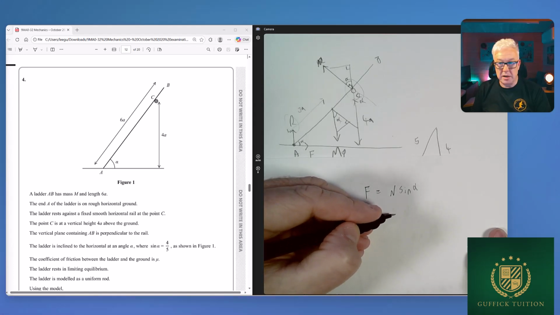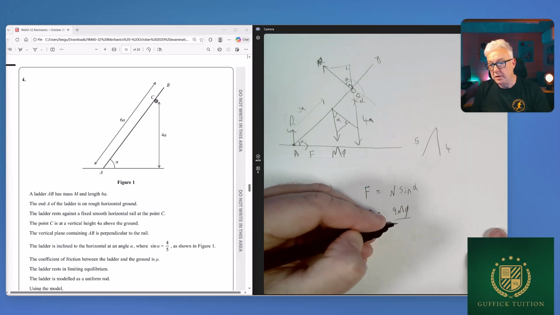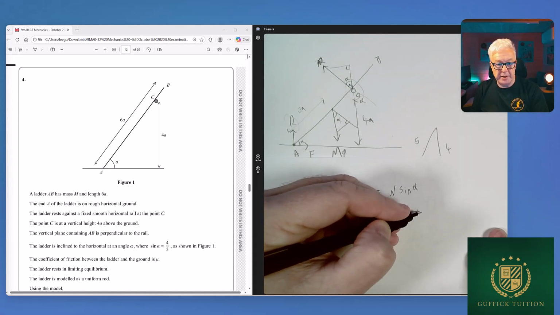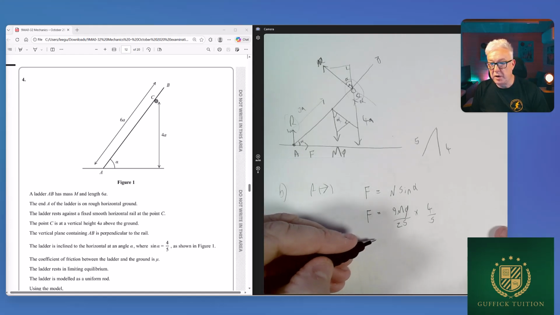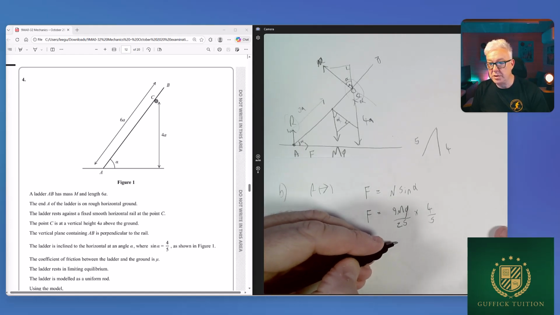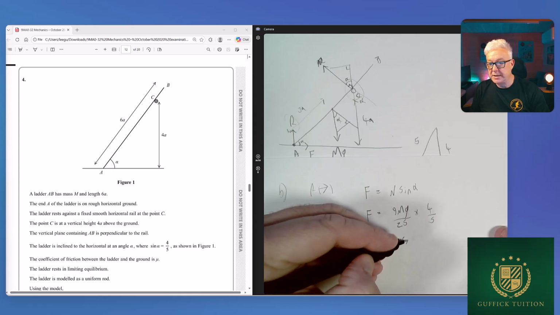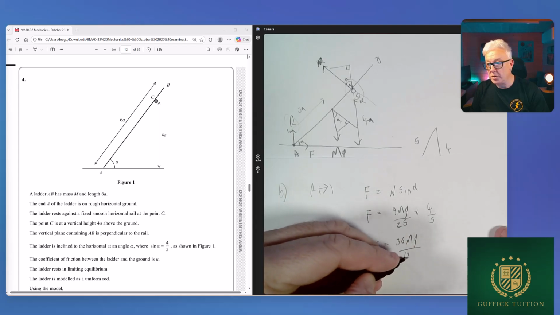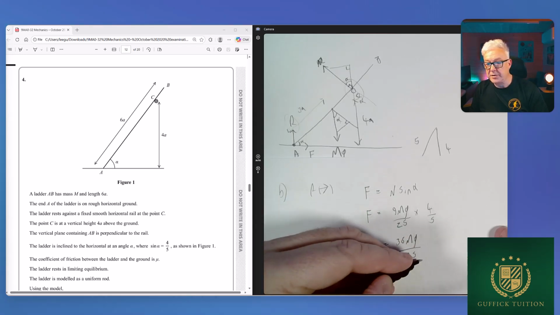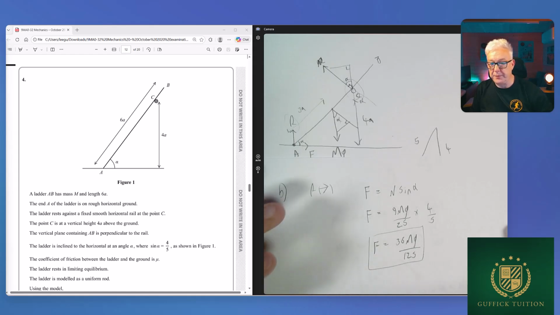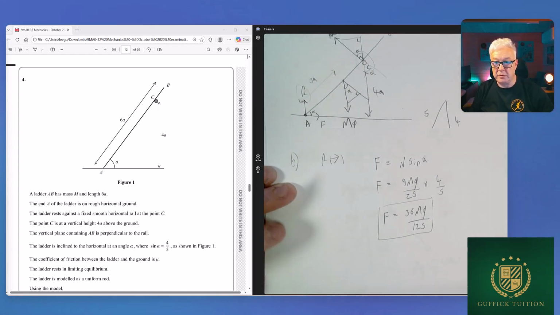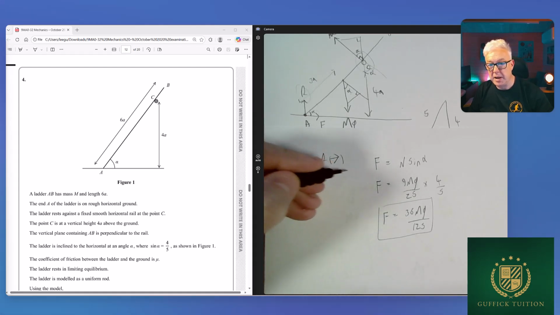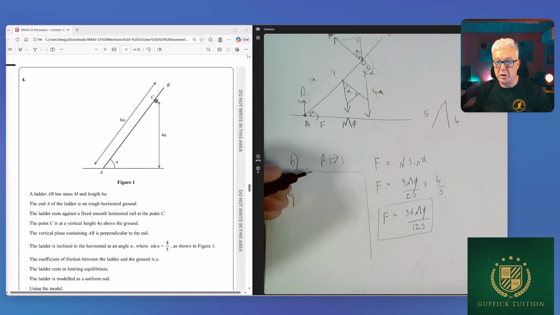We've shown it to be 9mg over 25, times sine alpha, which the question tells us is 4/5. Okay, that's fine. So therefore F is equal to 36mg over 125. Okay, that's really useful. So let's park that result for now. So now what else have we got? Well, the only other option we've got is to resolve vertically now. So let's resolve vertically and see what happens there. So that's what's come from resolving horizontally.